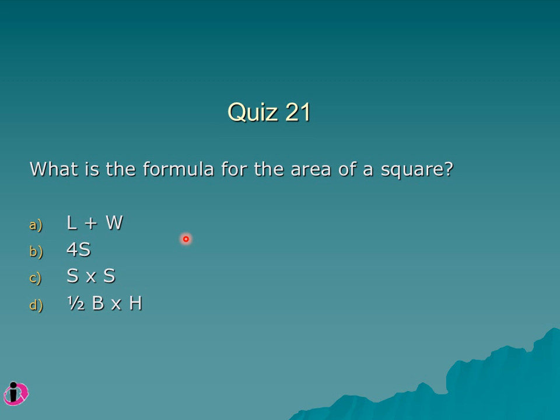What is the formula for calculating the area of a square? This is a square, right? Side times side, which is s times s, because it's the same side, right? So the right answer is C.